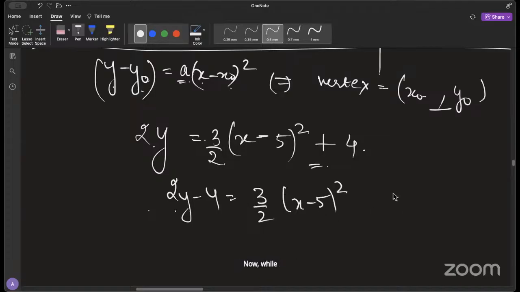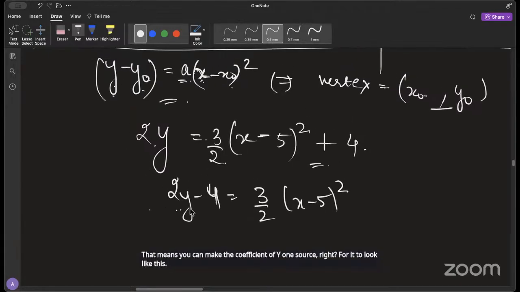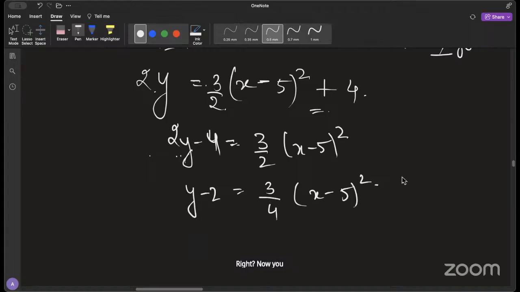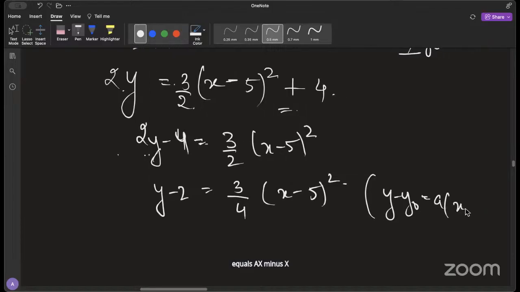Now, while you're comparing it to this form, look closely that the coefficient of x and y, both in this form, are 1, right? And here you have 2. That means you should make the coefficient of y 1 first. So you divide both sides by 2. So you have y minus 2 equals 3 by 4 (x minus 5) squared. Now you have it in the form y minus y naught equals a (x minus x naught) squared.